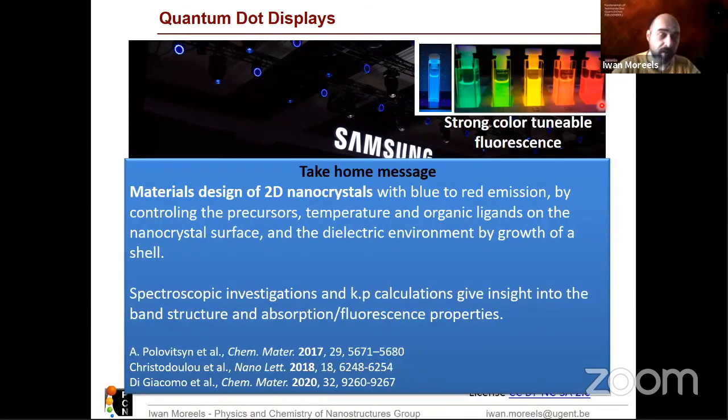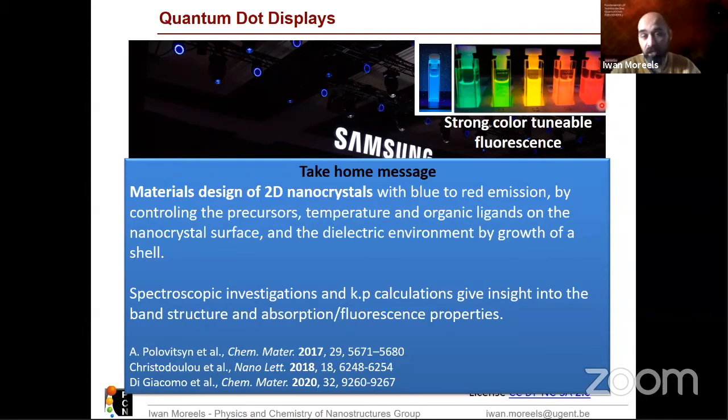So the general idea I want to bring to you in this lecture is that also 2-dimensional nanocrystals can be designed very efficiently to have varying emission colors. You can take precursors to tune the width. You can take the temperature to tune the thickness. You can play with the organic ligands. And very importantly, not just quantum confinement, but the notion that the dielectric environment plays a very important role in the optical properties is something that you really have to remember.